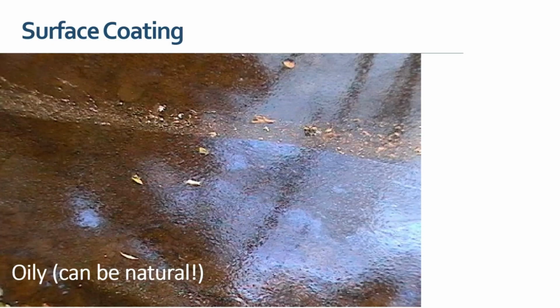So a surface coating, this slide illustrates an oily coating, which can be natural. Usually we say if you poke a stick at it and it breaks up, that's probably a natural oil. If it swirls around and it's kind of a rainbowy color, that's probably a petroleum kind of oil.